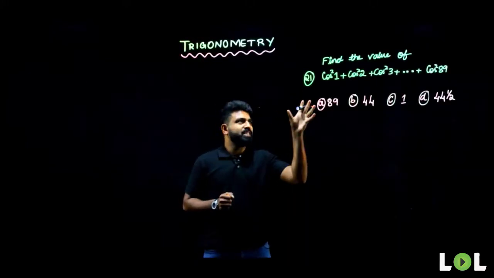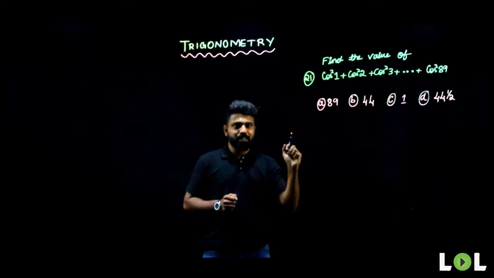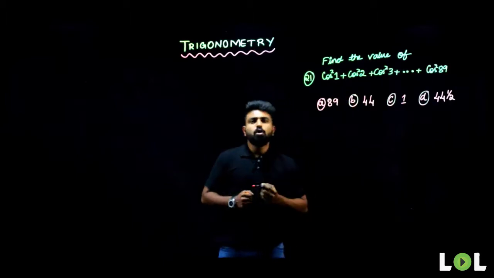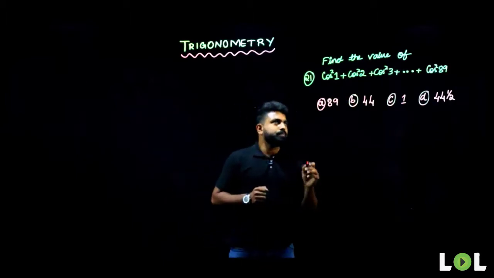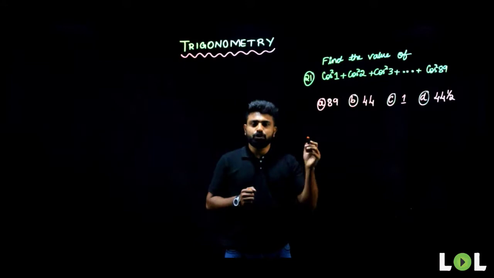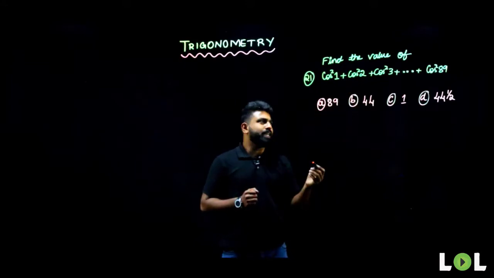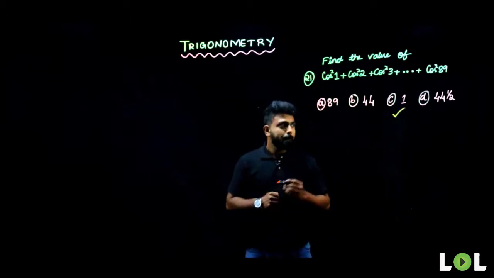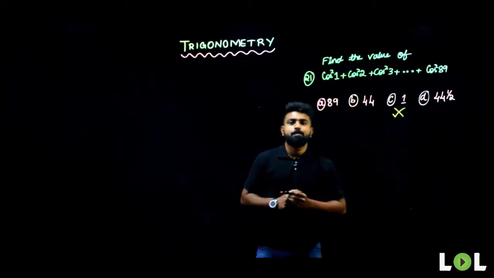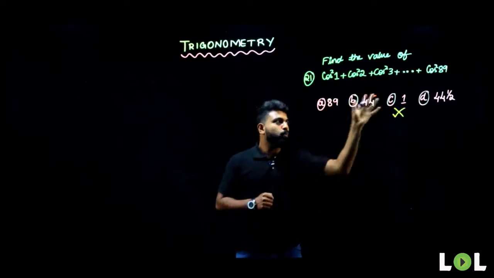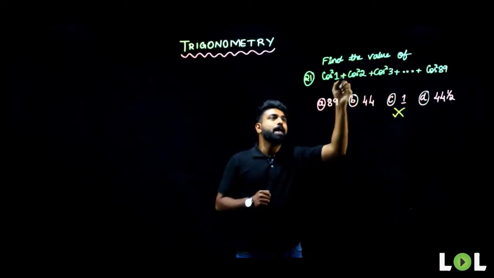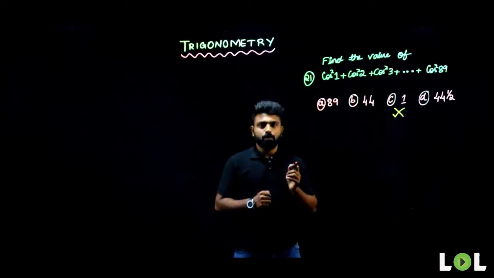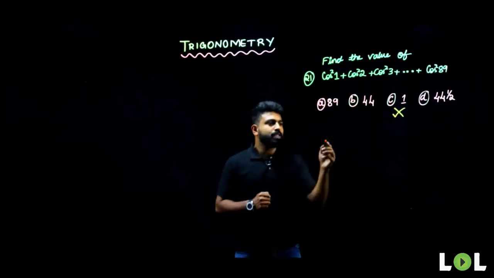What is it? They've given us a series and they've told us to find the value of this series. Cos square 1 plus cos square 2 plus cos square 3 up to cos square 89. Now, the common mistake that students make is they'll look at these values and directly see option 1 and take it as the right answer. But this is absolutely wrong. In our previous cases, we used to get 1 as the answer because there used to be multiplication in between. But in this case, we have addition in between. So what happens here? Let us quickly write it down.